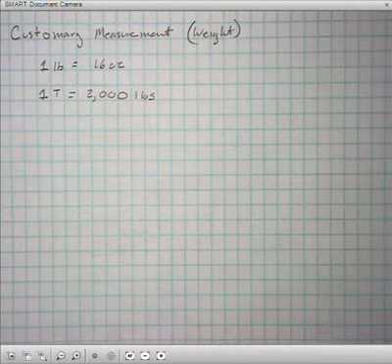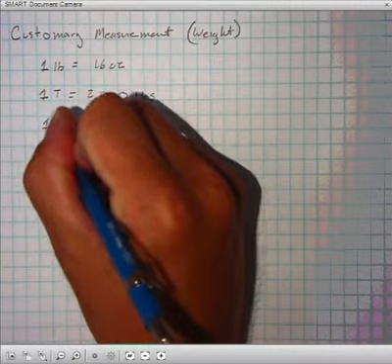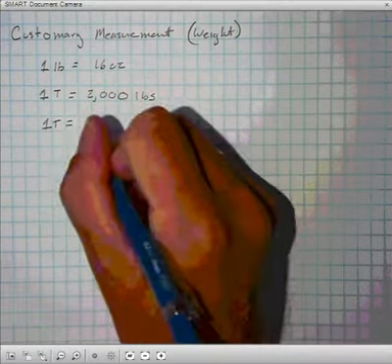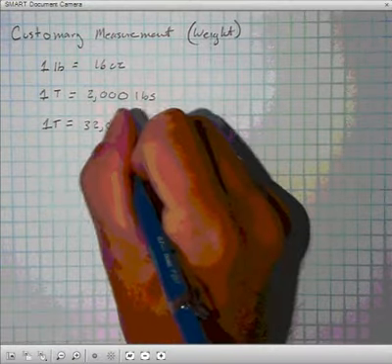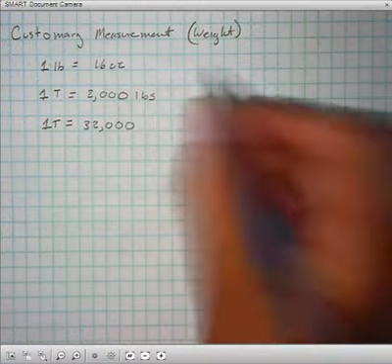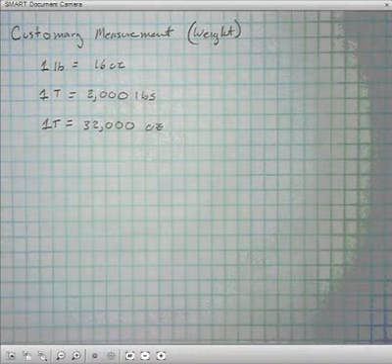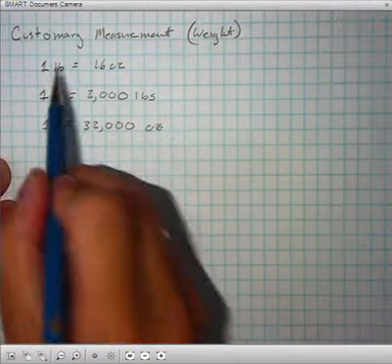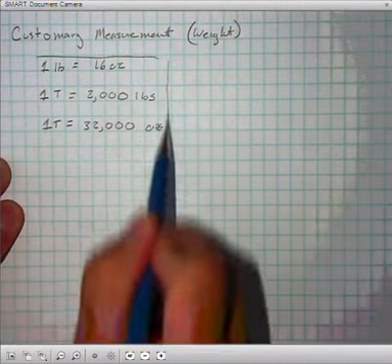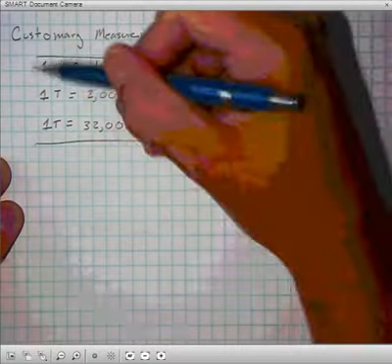And one more that's good to know, it's not as critical, but another good one to know is that there are 32,000 ounces in 1 ton. So pretty much just 3 different conversions that we'll be looking at.